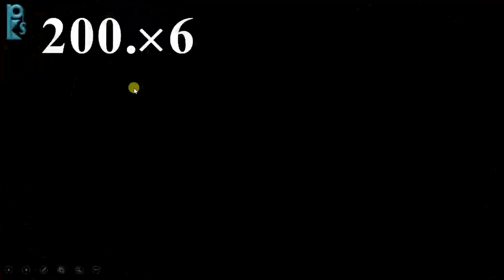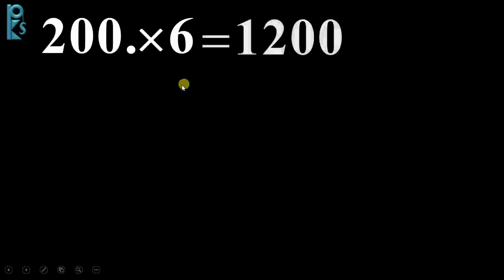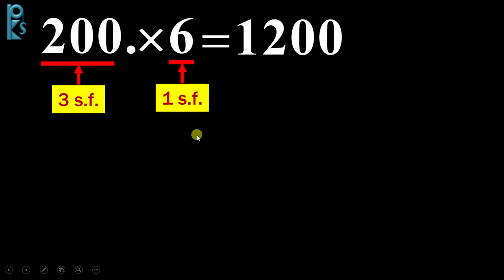Let's work on this example. 200. multiplied by 6. Mathematically, the answer is 1200. But pay attention, because of this decimal point, all the trailing zeros are significant here. So the first term will have 3 significant figures. The second one will have just 1 significant figure. So the answer must have the least number of significant figures. So I should keep just the first digit, 1.